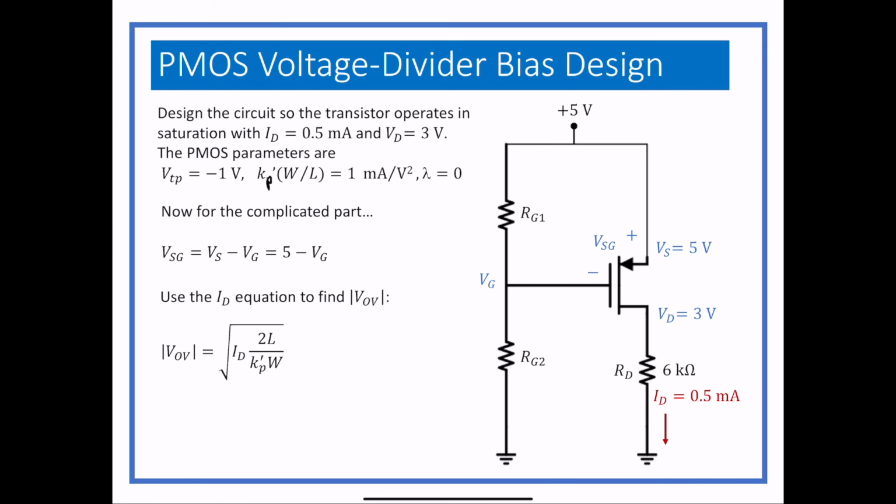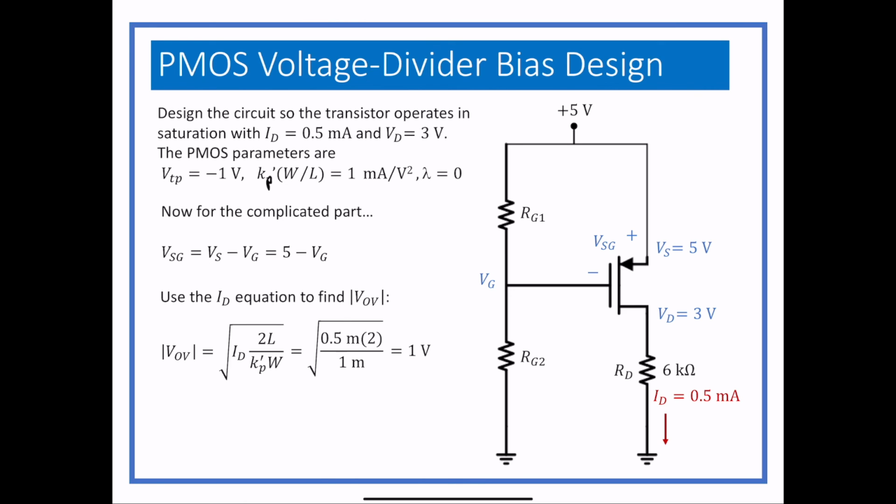We know that value, and then we just plug in the numbers, and we get the square root of 0.05 milli times 2 over 1 milli, and we take the square root, and we get 1, which is a wonderfully exciting and easy number to work with. So this means the overdrive voltage is 1.